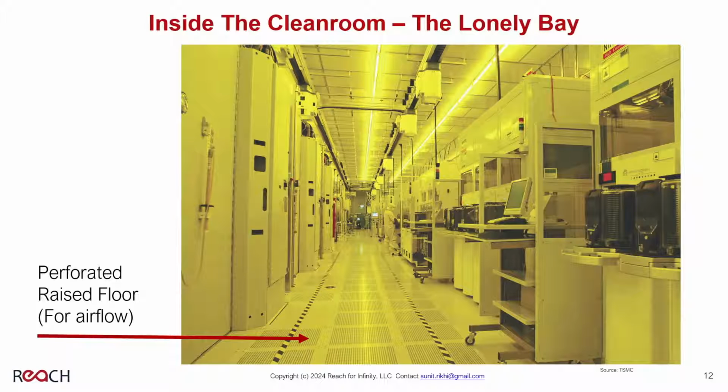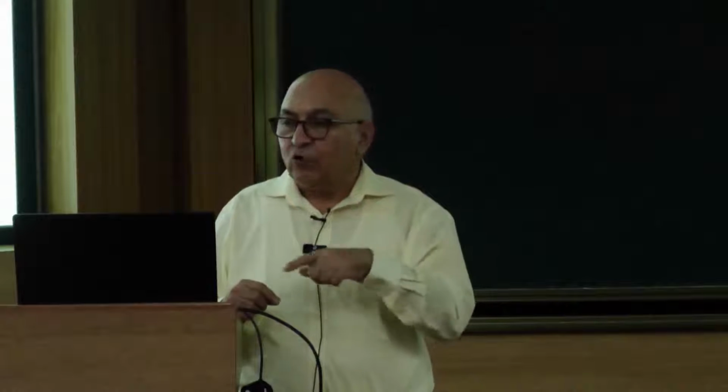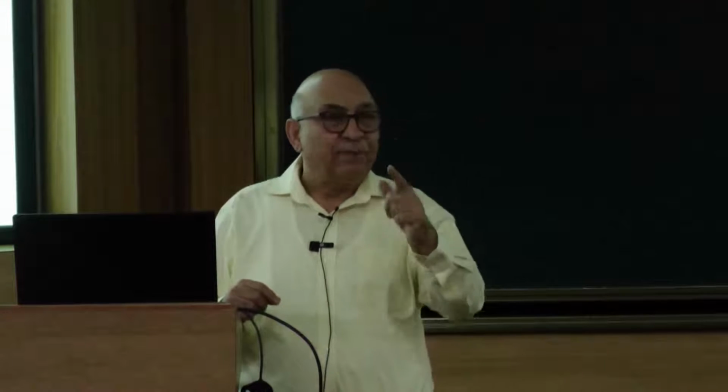Now, also from TSMC, I borrowed this picture because when you look up, what do you see? You see a railway network, all these monorails on which the wafer transport robots travel. They go bay to bay, they go within a bay, and cover the entire factory or fab.